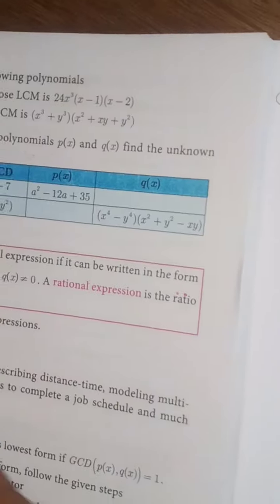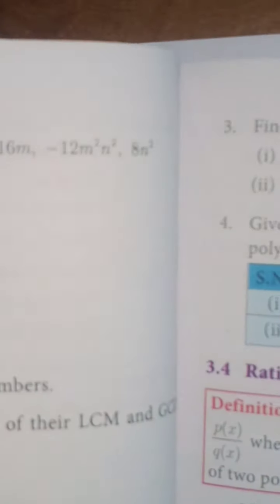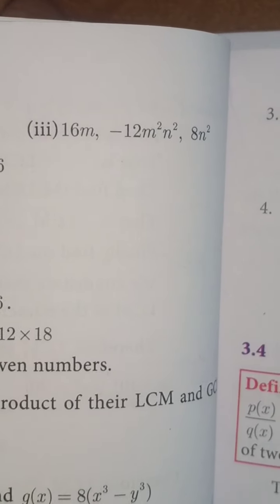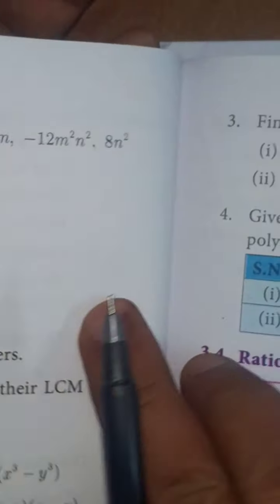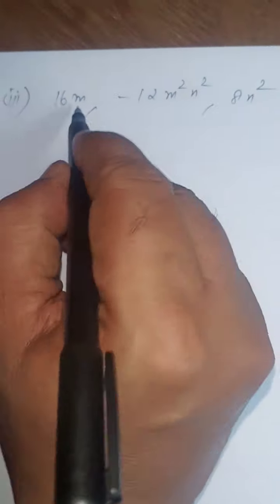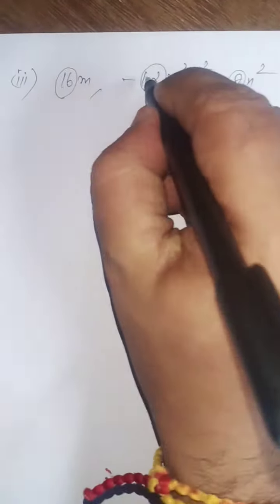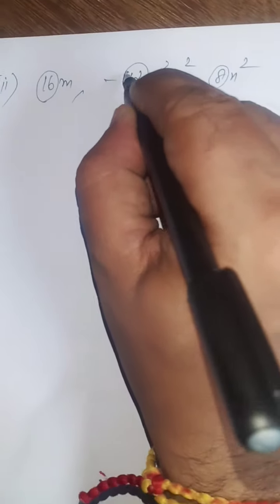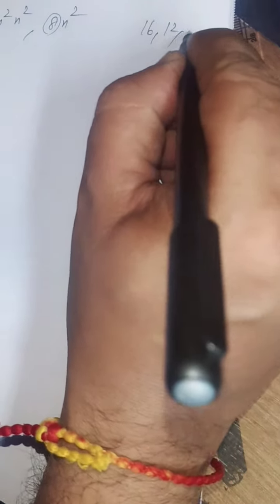Third subdivision. Question here it is. 16m, minus 12m squared n squared, 8n squared. Right, you take 16, 12 and 8. 16, 12 and 8.